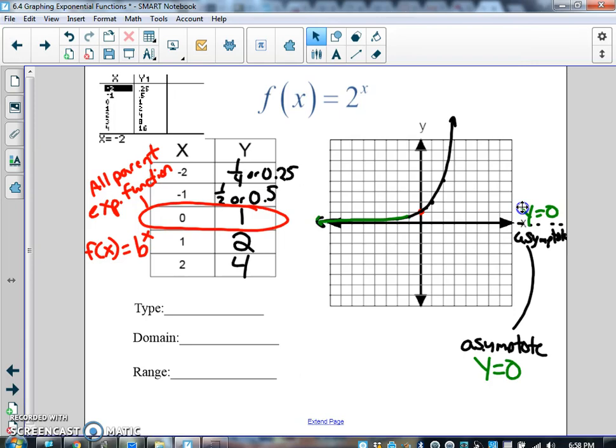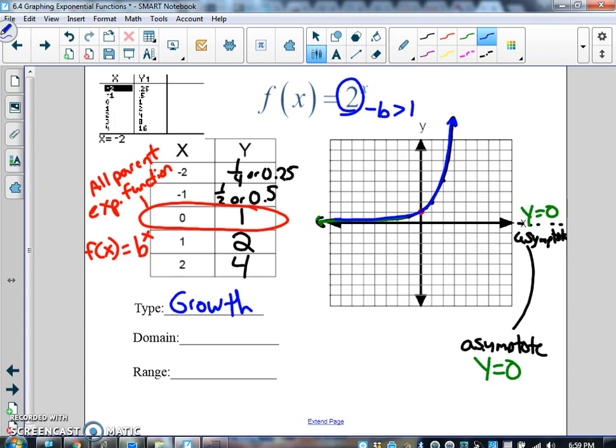Okay? So now let's answer these three questions. What type of function is it? Well, it's either going to be growth or decay. If we look at the graph, as x gets larger, y is getting larger. So that would indicate growth. But most importantly, our b value is greater than 1. So therefore, this is growth.